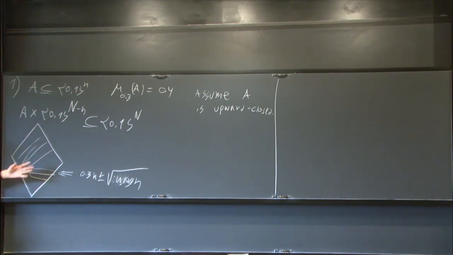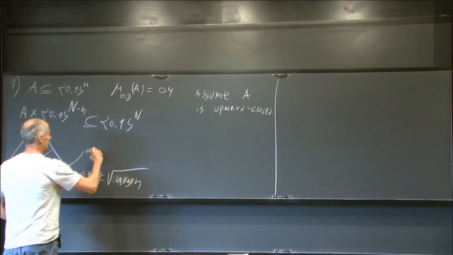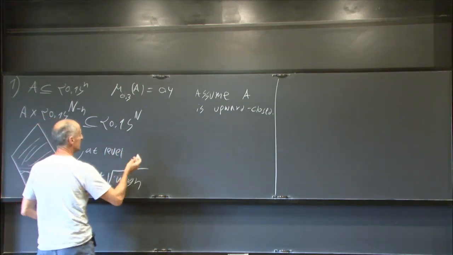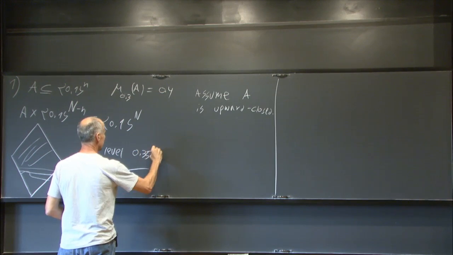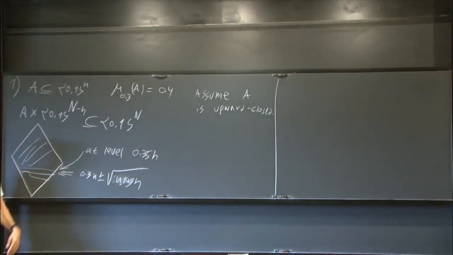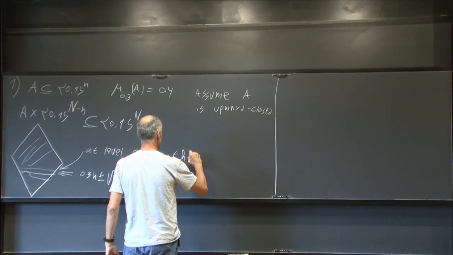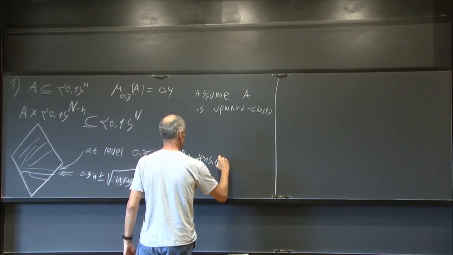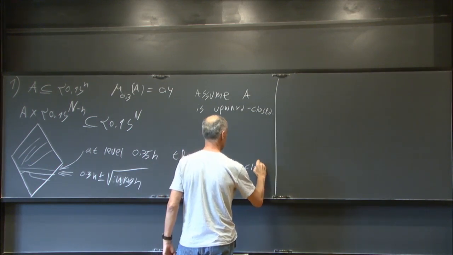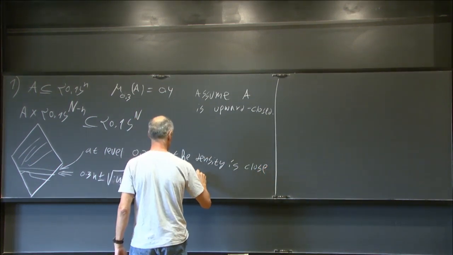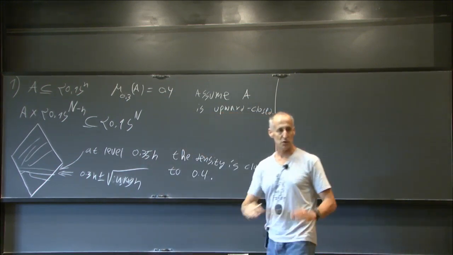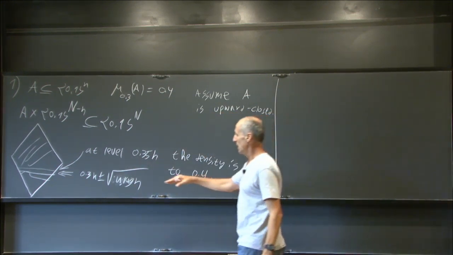Anything that happens above or beneath this has negligible measure. So the measure here is going to be on average 0.4. And since this is an increasing function, definitely at level 0.35n, which is way outside this belt, the density is close to 0.4, right? So I'm fixing one level up here.